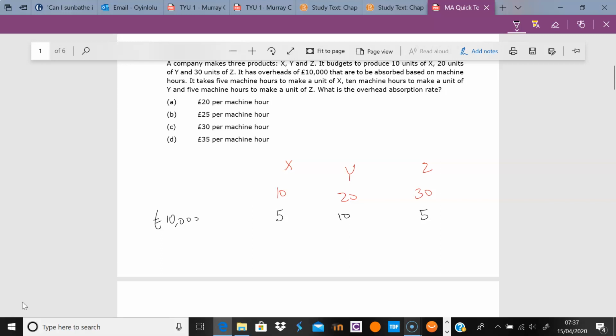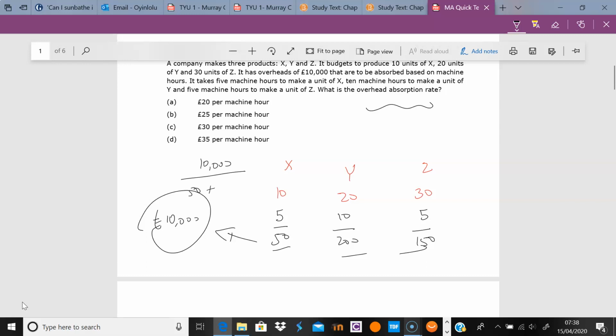And we're trying to understand, well, what's the total of all my overhead hours, or all my machine hours. So basically I'm saying that all these hours here drove or caused £10,000 of overhead. So the question here is then, what is the overhead cost per hour, which is really referred to as the overhead absorption rate. So ultimately it's the 10,000 divided by the 50 plus 200 plus 150, which is 10,000 over 400, which is 25. So this is your overhead absorption rate.